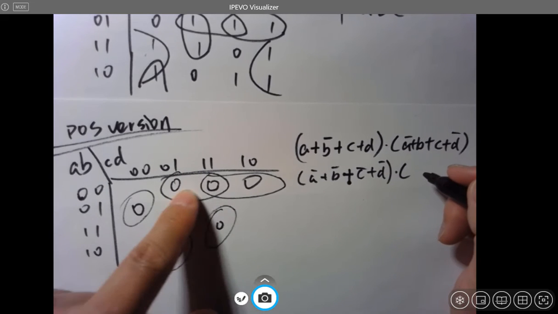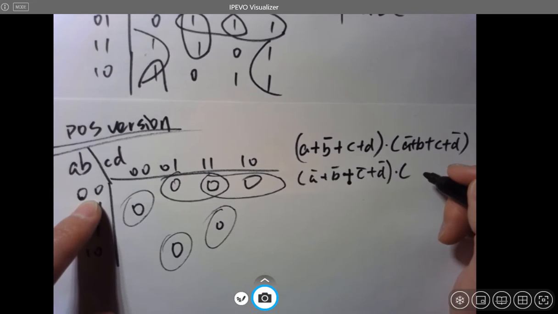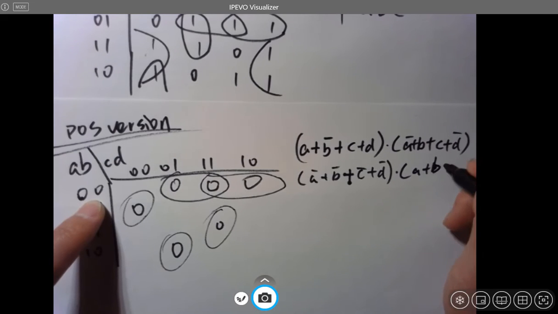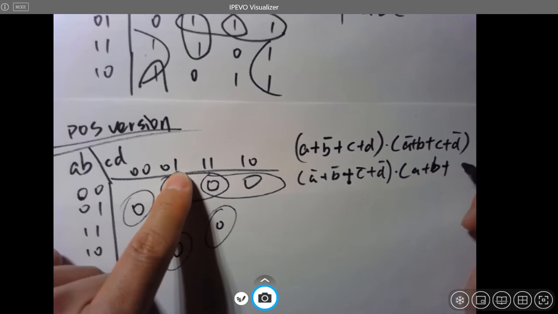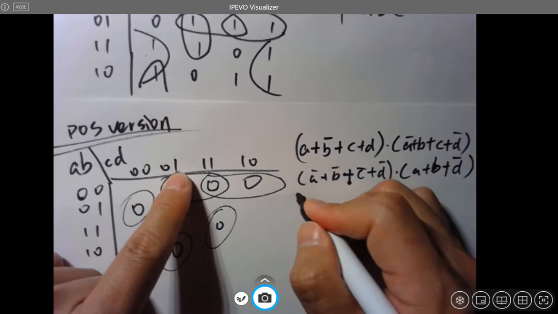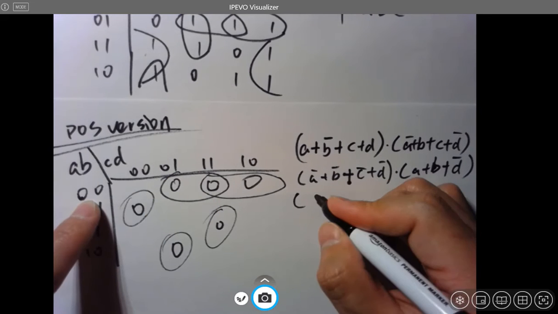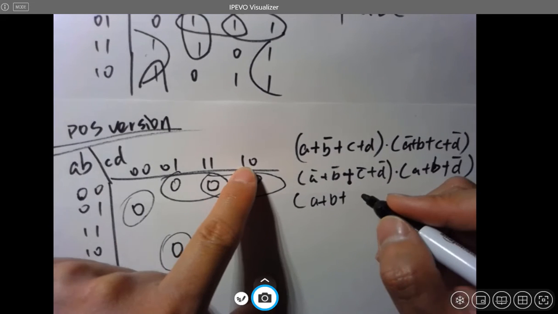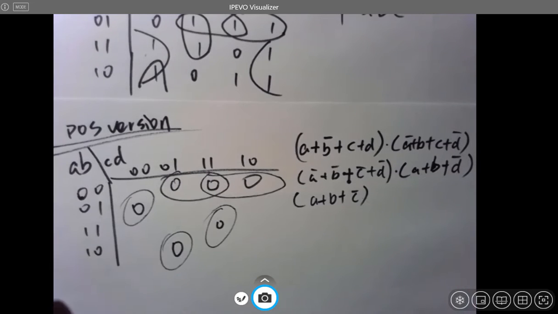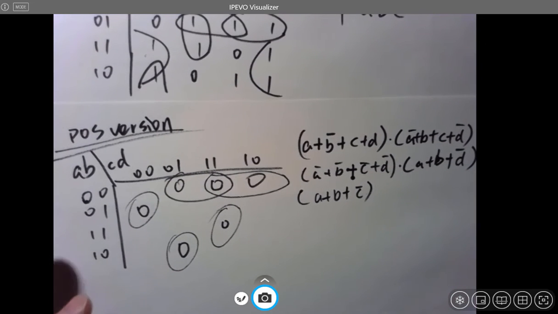These two, A or B, or which one is toggled? C is toggled. D not. And the last one, A or B or C not. Okay, so that's a POS.